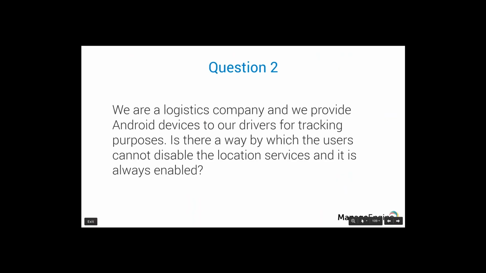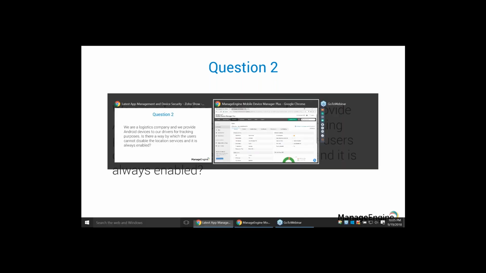Now, my company is a logistics company, so we would have to have tracking purposes. So how can I make sure that my drivers do not disable the location services in their mobile devices? So Todd might get sneaky and he might try to turn off the location services because he doesn't want to deliver any packages today. So how can I make sure that the location services always are turned on?